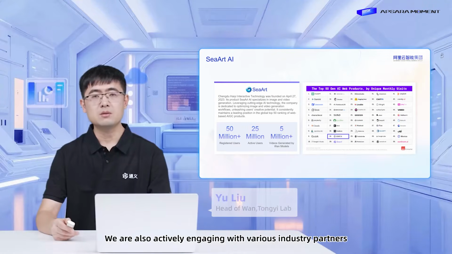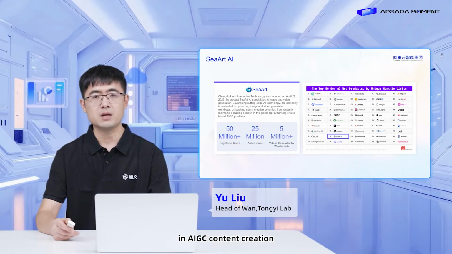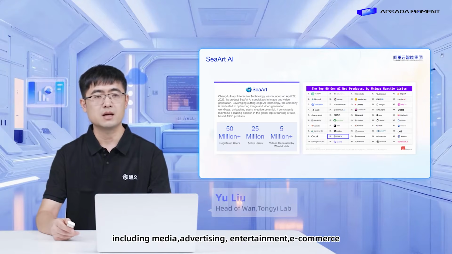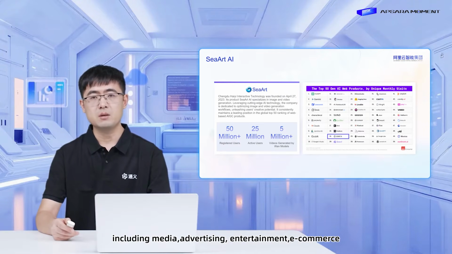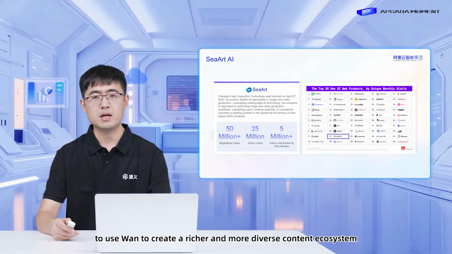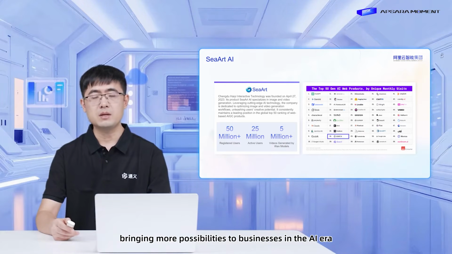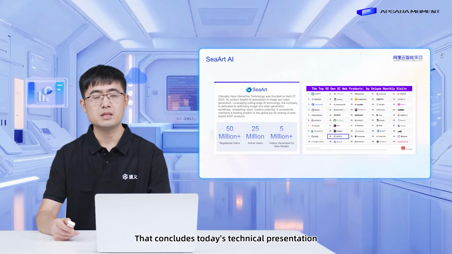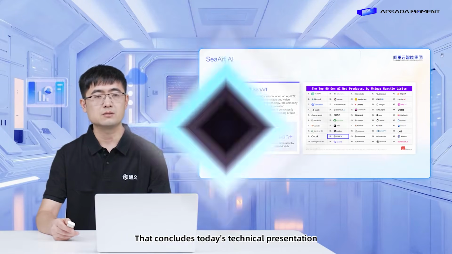We are also actively engaging with various industry partners in AIGC content creation, including media, advertising, entertainment, e-commerce, overseas content distribution platforms, and even traditional enterprises undergoing content upgrades. We welcome everyone to use Wan to create a richer and more diverse content ecosystem, bringing more possibilities to businesses in the AI era. That concludes today's technical presentation.